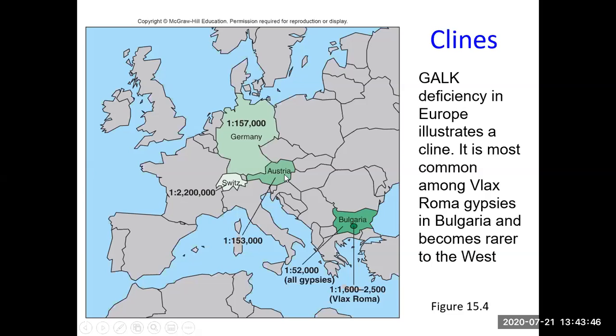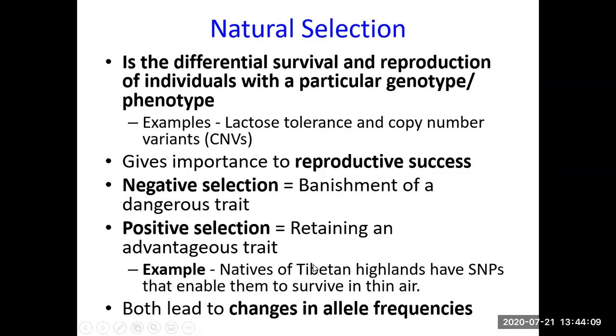Here in Austria, it is 1 in 153,000. You move further away, Germany, 1 in 157,000. They move further away to Switzerland, and it was 1 in 2,200,000 individuals. So the incidence is gradually decreasing as we are moving away from Bulgaria.